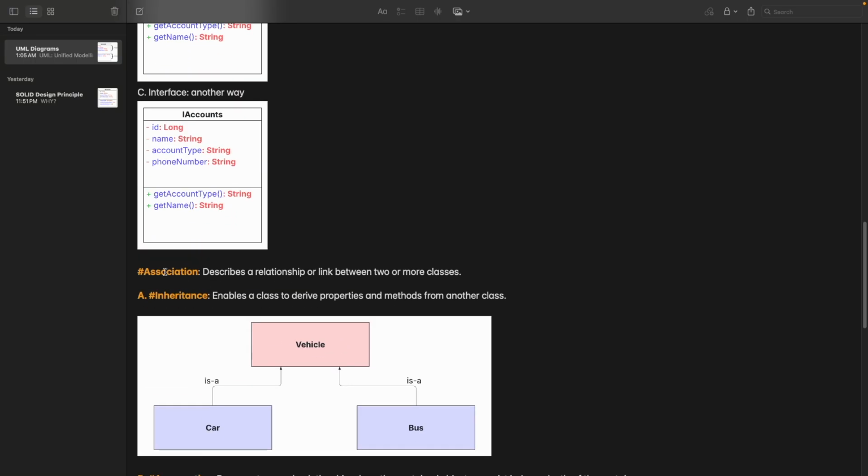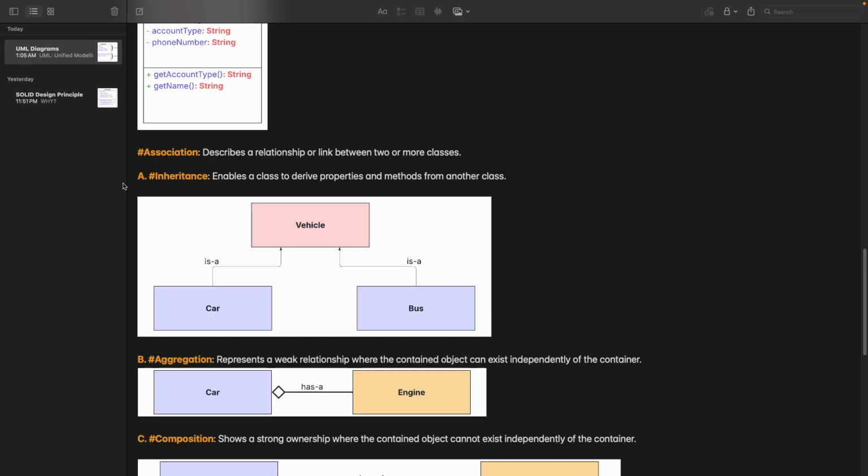Coming to association, it describes a relationship or link between two or more classes. Association has many types. First one we are going to talk about is inheritance. Basically it represents an is-a relationship. You can see that there is a vehicle and there are car and bus. Car is a vehicle and bus is a vehicle. Inheritance is represented in a class diagram through this particular filled arrow line.